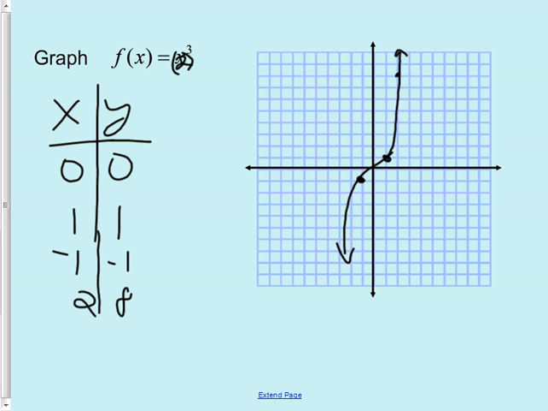And I bet you can picture what's going to happen when I put in negative 2. Negative 8. So, negative 2, negative 1, 2, 3, 4, 5, 6, 7, 8. There we go. All right. There's the x cubed function.